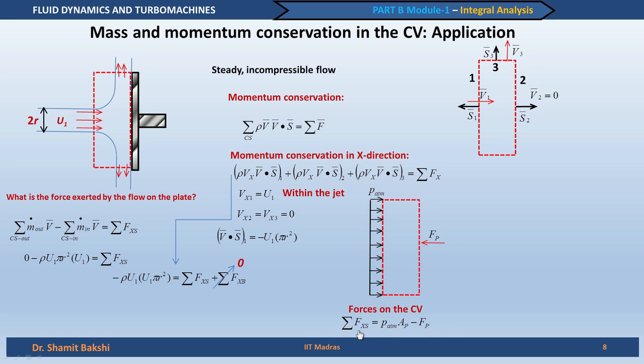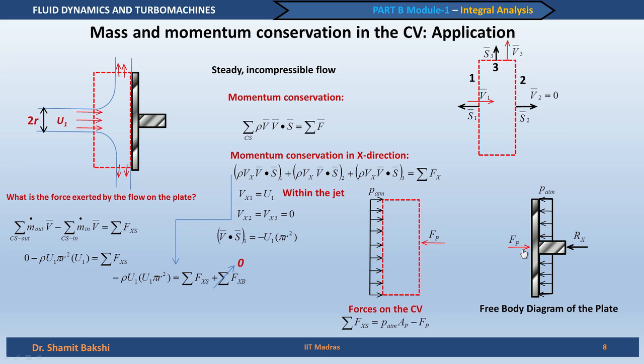The net force on the control volume is given as the force due to the atmospheric pressure into AP. AP is basically the area of the plate. So, this is the force acting in the positive direction minus FP. FP is basically the force coming from the plate onto the control volume. So, now we draw the free body diagram of the plate to estimate the value of FP.